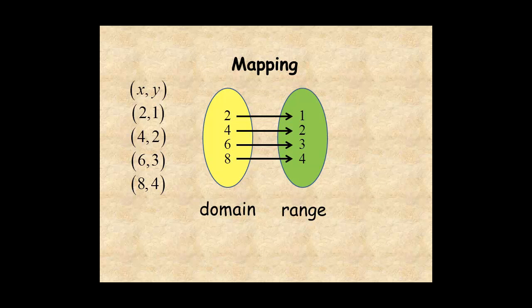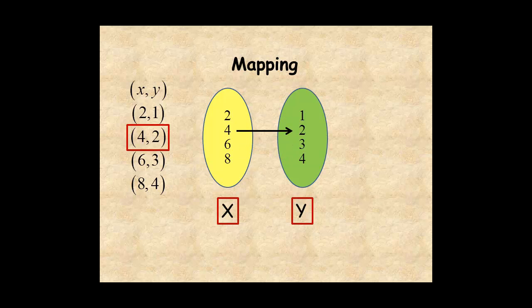A relation can also be represented by a mapping diagram. In this diagram, the domain is shown on the left, and the range is shown on the right, with arrows to define how an input value of x relates to an output value of y. For example, the ordered pair 4, 2 is represented by an arrow from x equals 4 to y equals 2.